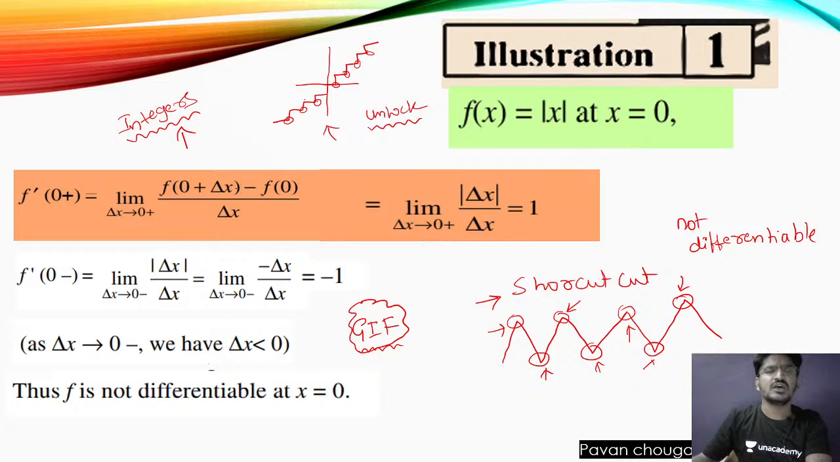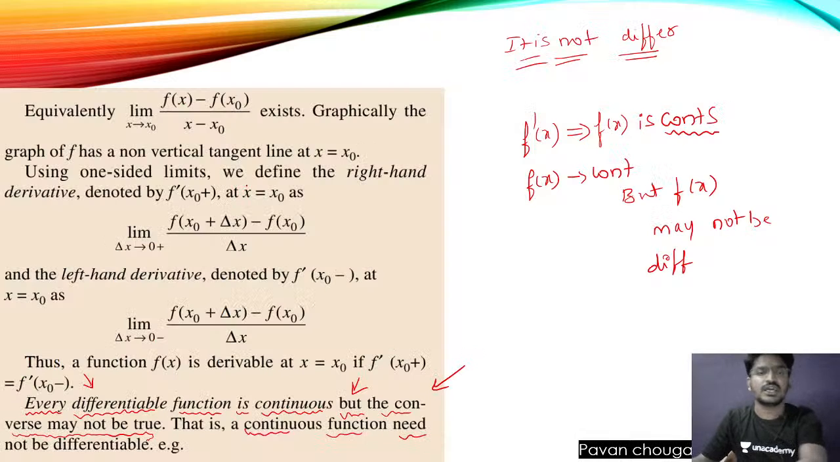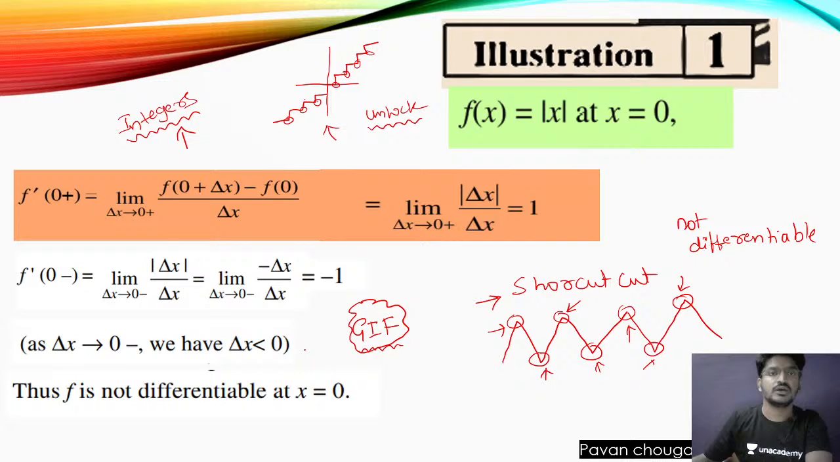I am using the result of this particular statement, that is, every differentiable function is continuous, but the converse may not be true. That is, a continuous function need not be differentiable. Please remember this. On this statement, many problems have been asked in exams. Like this, again I can ask about the signum function.